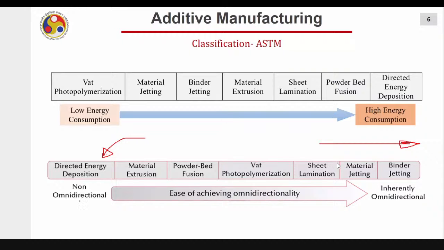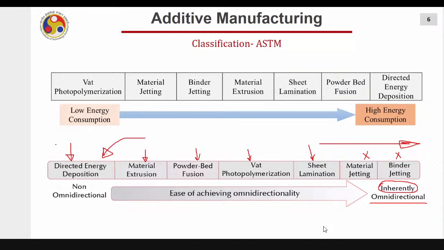So omnidirectionality is required a lot in the case of DED. It is required in material extrusion as well. It is required in powder bed fusion. It is required in wet photopolymerization. It is required in sheet lamination. It is not really required in material jetting and binder jetting. They are inherently omnidirectional, so it is not really required. But in some scenarios it may be required, though in the existing machines, not really.